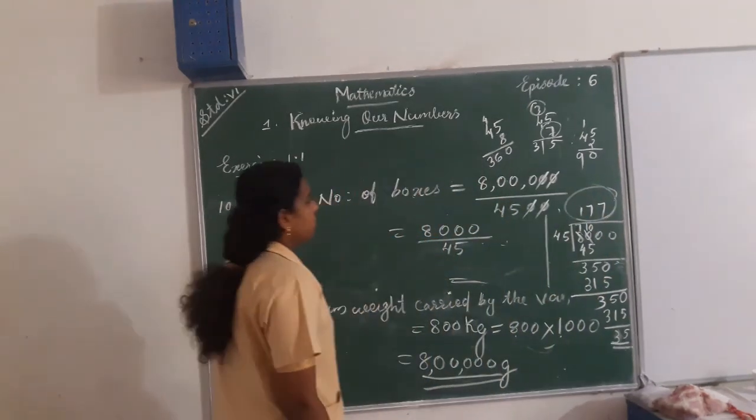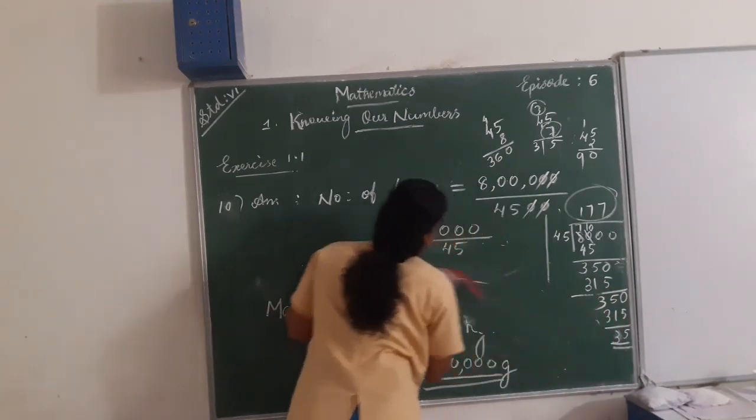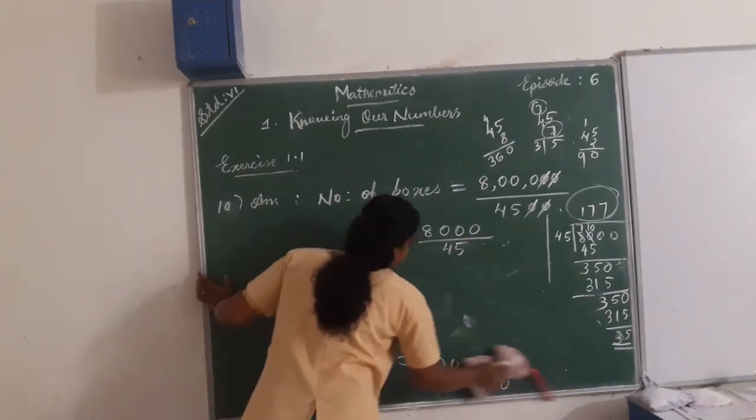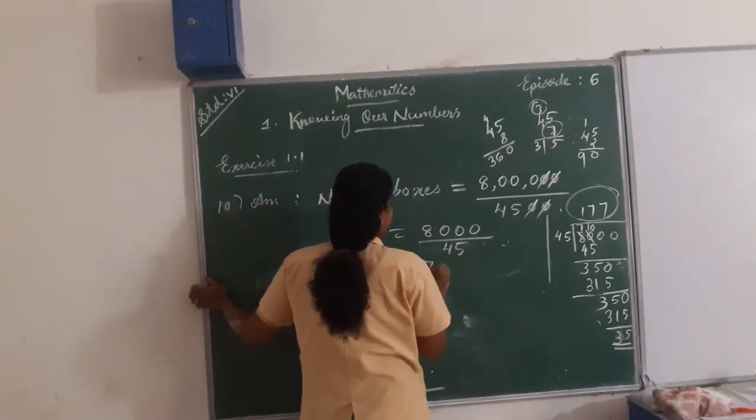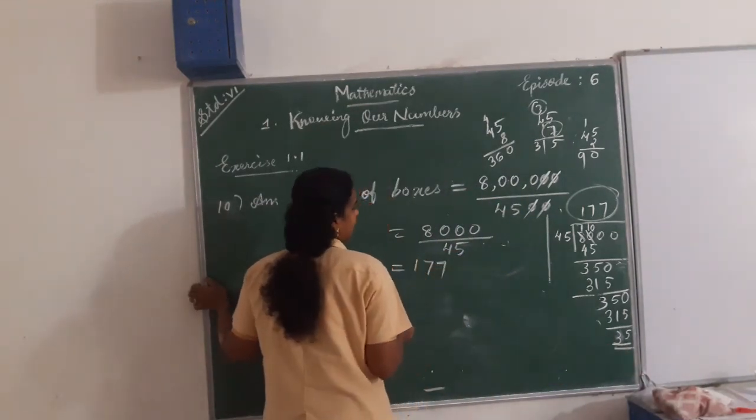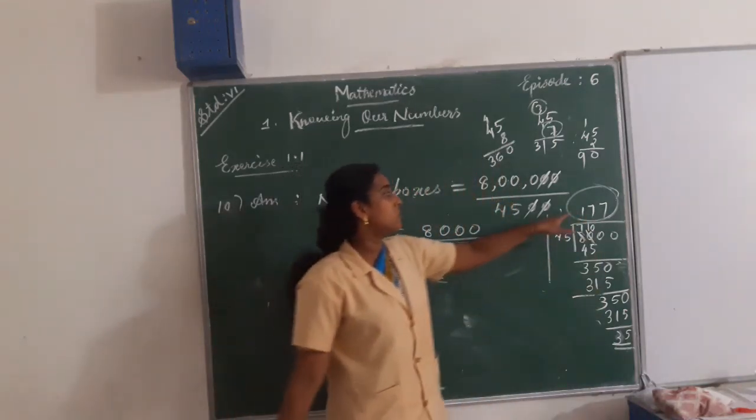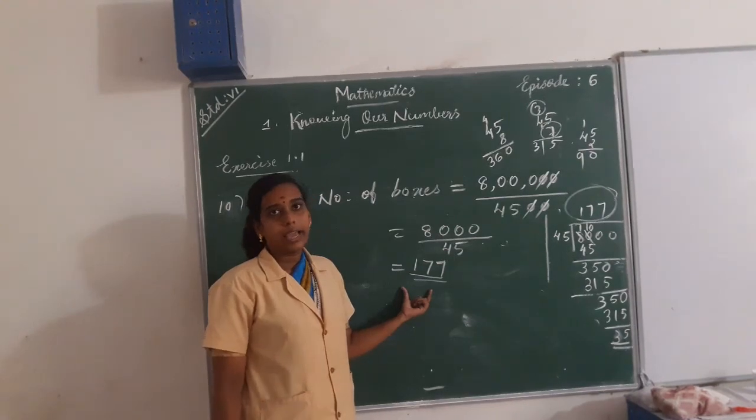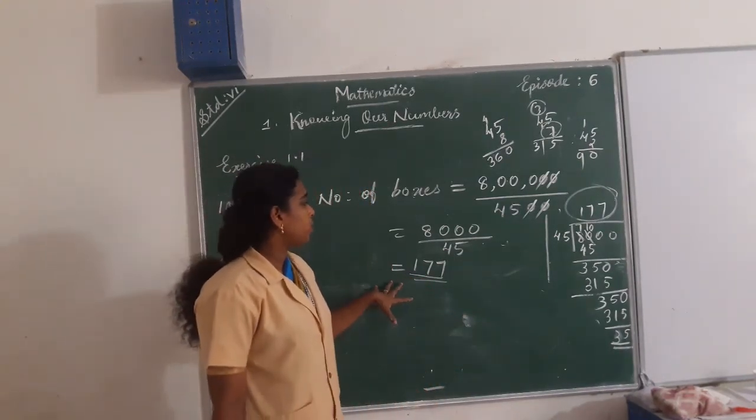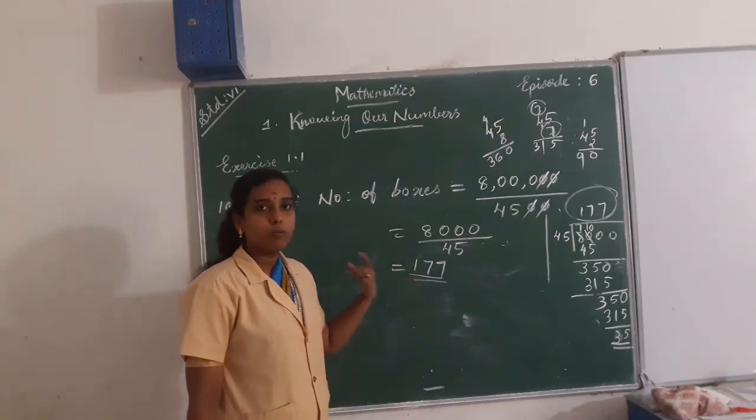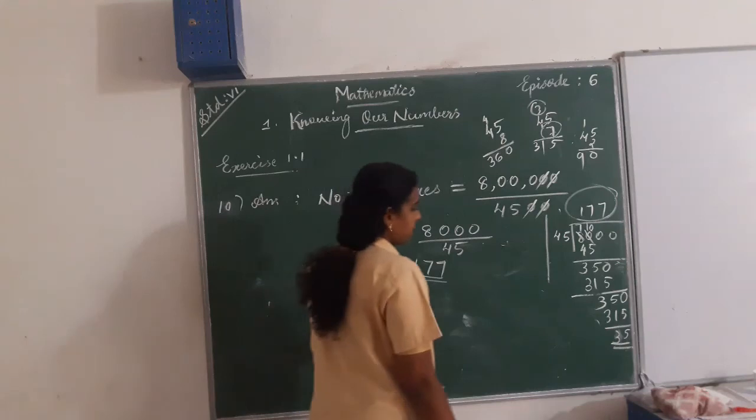That means 177 boxes can be carried by the van. That is, the answer is 177. We take the question as our answer: 177 boxes can be carried by the van. So this is our answer.